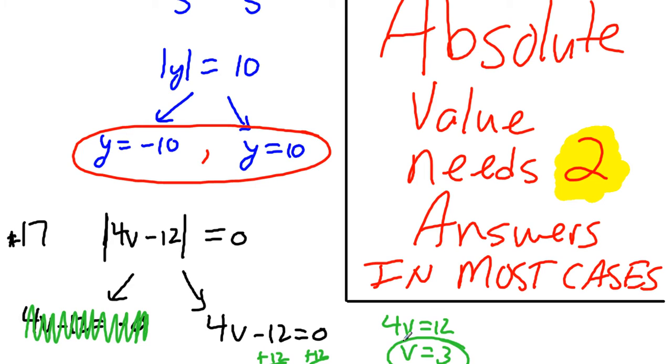Again, the only two times you won't get two answers is if the absolute value equals 0, or if the absolute value equals a negative number, then that one you just get no solution.